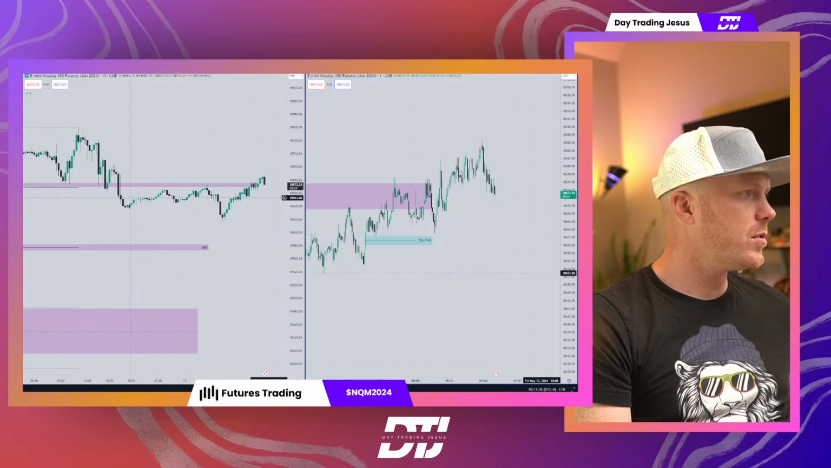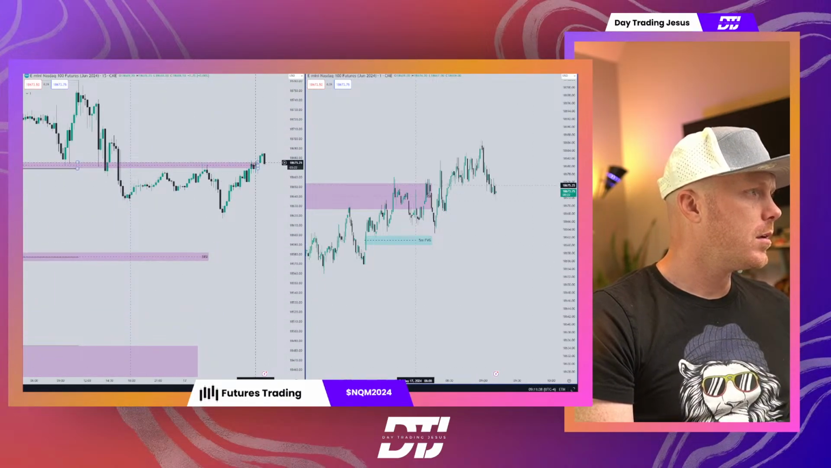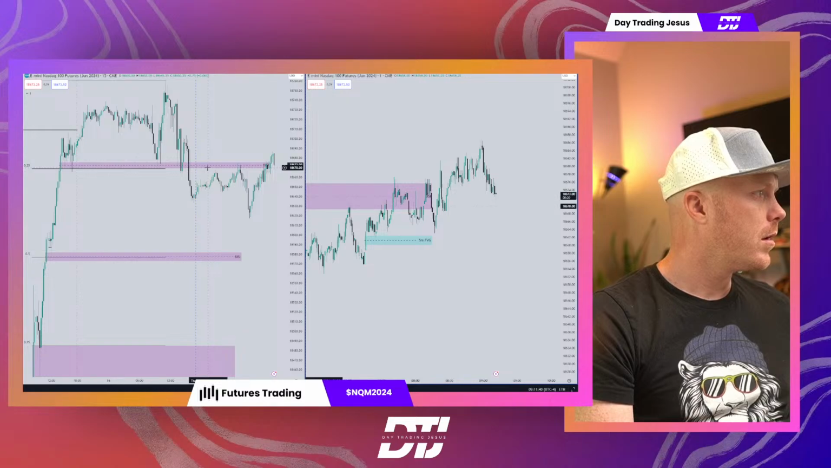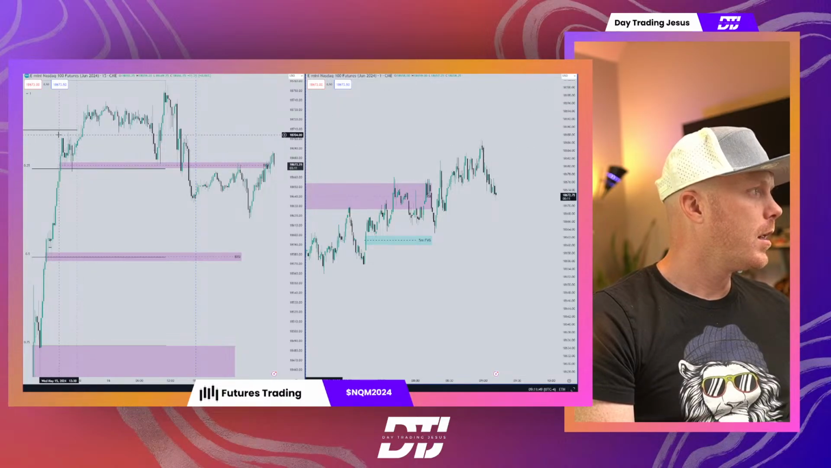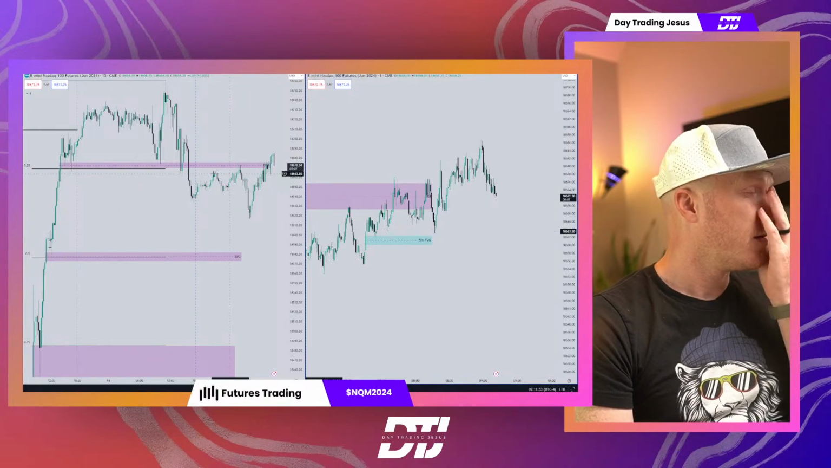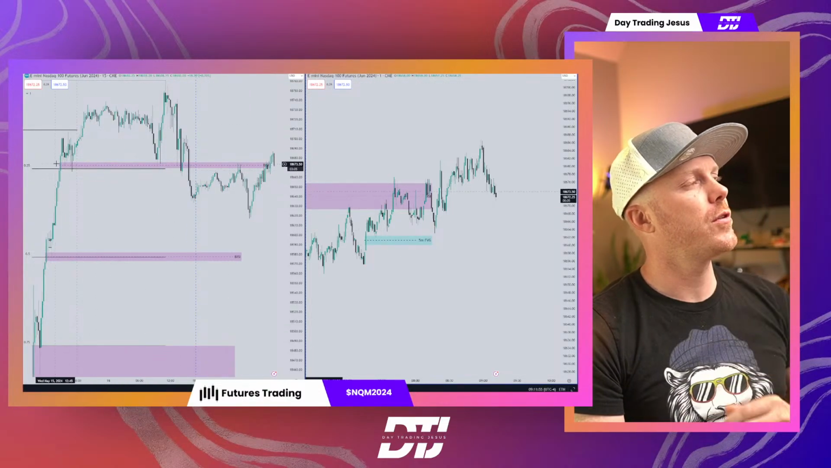The 15-minute has closed above this right here. We are still sitting in this area of a breaker. We got a high, low, a higher high. And it's on the left side of the curve, so that's why I'm referencing it.